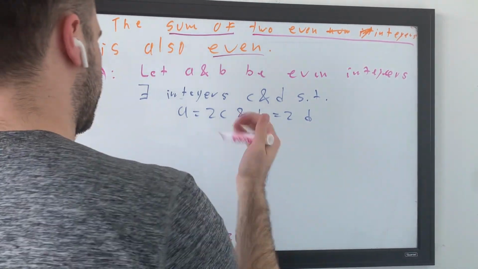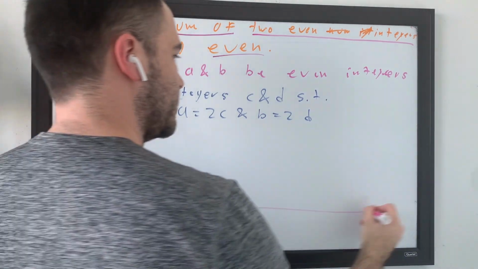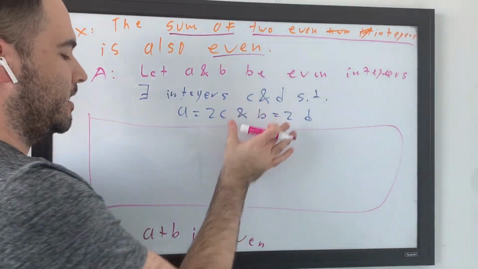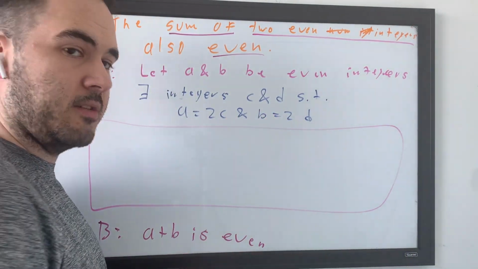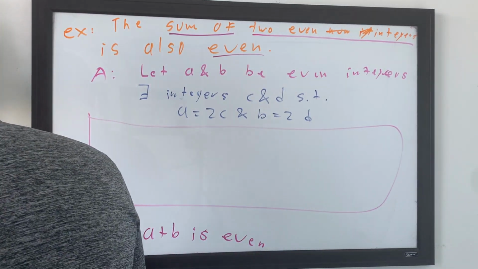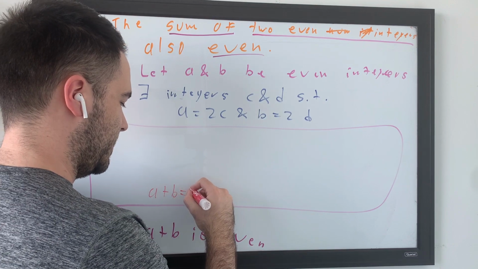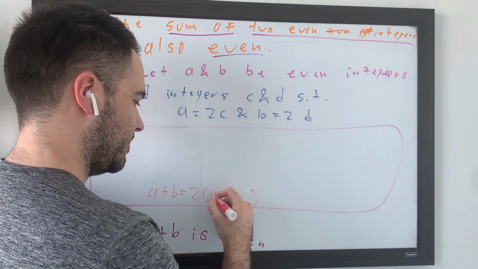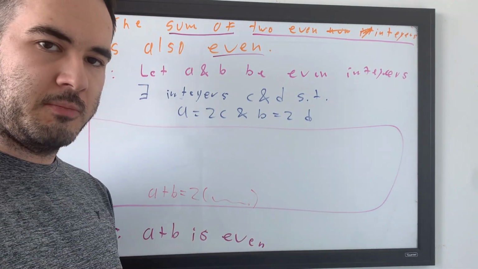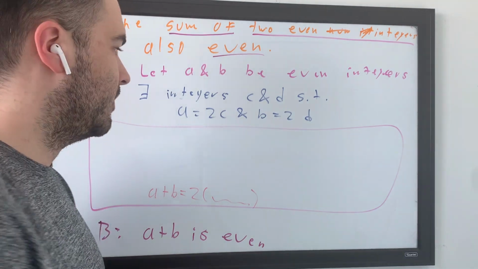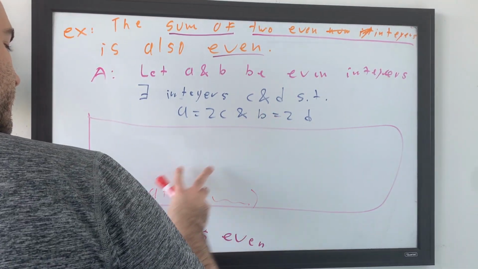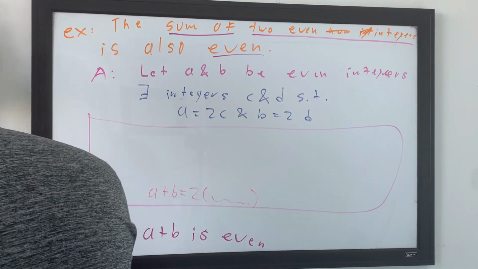Okay, next we get to work with the in-between of everything. How do we get this to show that A plus B is even? Well, again, according to the definition, we need to show that A plus B is equal to 2 times something else. What this something else is, we are not sure yet. So let's start with A and B and work our way down.